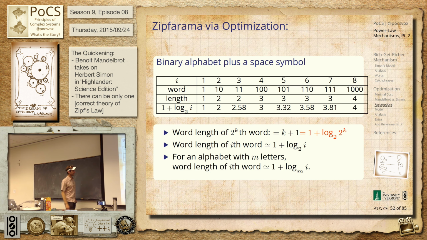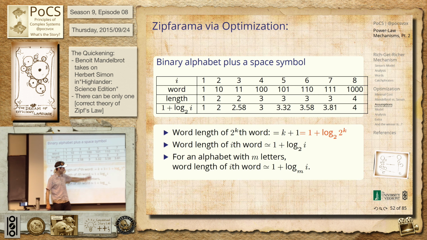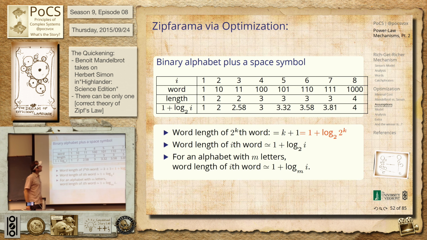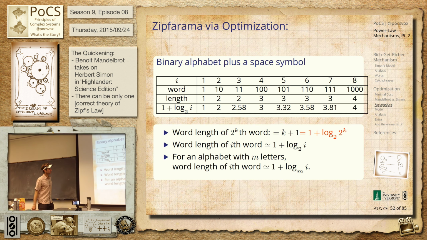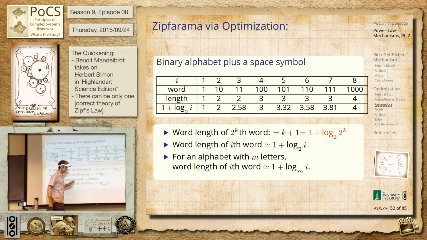A little sneaky. And if we have m letters, instead of 2 letters, it's going to be 1 plus log m of i. We're going to have to count up through all these things. So it's roughly okay. But of course, as we said, we've got A, B, C, D up through Z, or Z. Z rhymes, that's better.